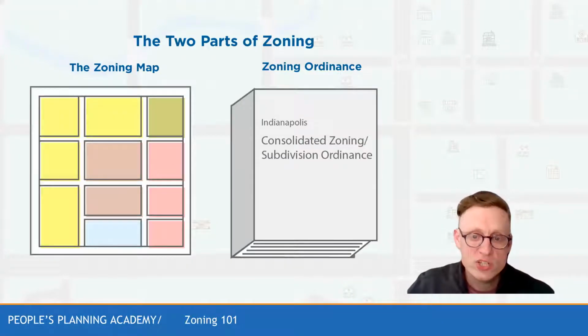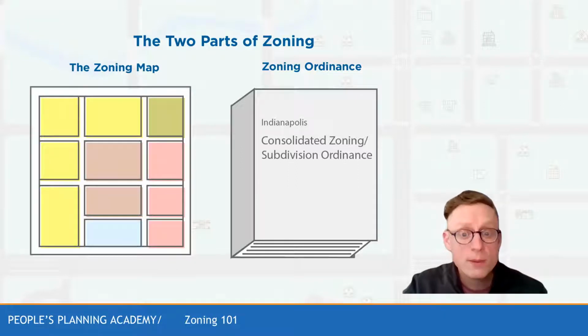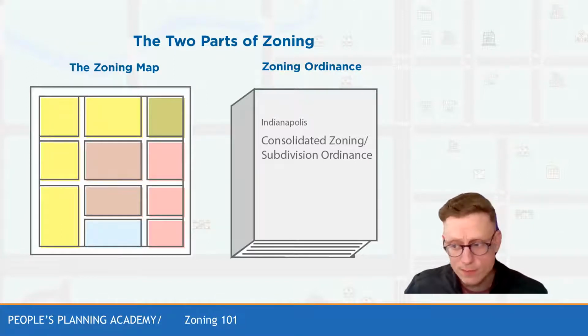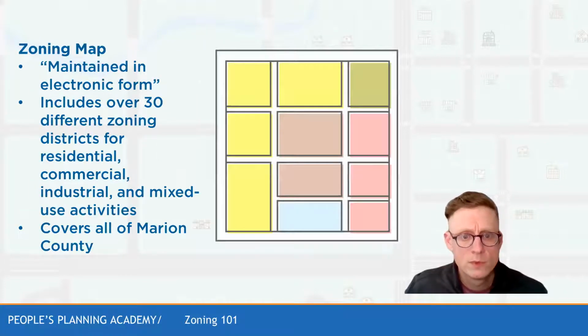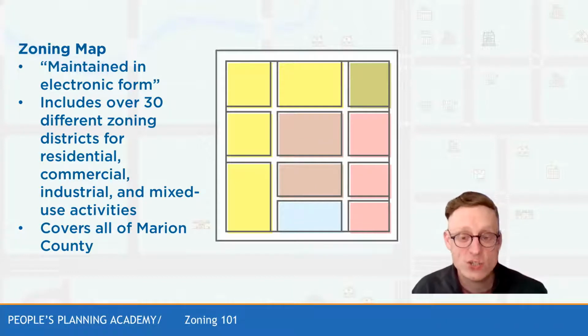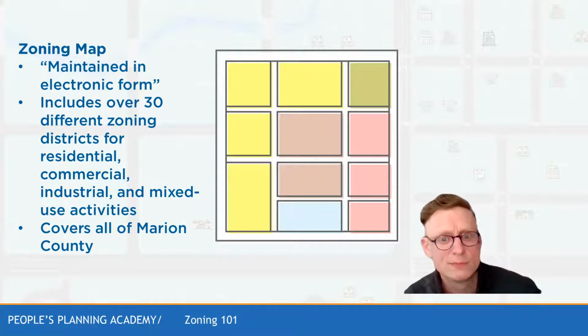We could spend hours talking about zoning, but fundamentally, zoning in Indianapolis can be broken into two parts: the zoning map and what's called the zoning ordinance. When most people think of planning departments, they'll often think of a zoning map. It divides the entire county into districts, often displayed in different colors for different districts. It looks a little bit like the map on this slide.